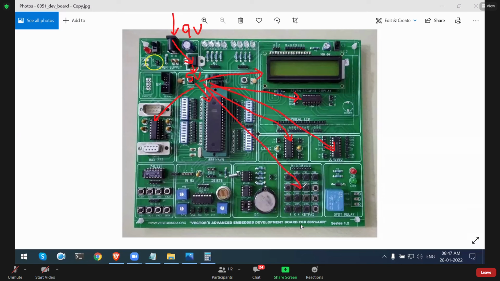Wherever you see the ICs, wherever you see a component, there this 5 volt will be given here, here, and here, like this. So here also, and here also. Everywhere the 5 volt will be provided. Okay, that is the role. For the LCD also the same supply, for the LEDs also the same supply, and for the switches also the same supply only.